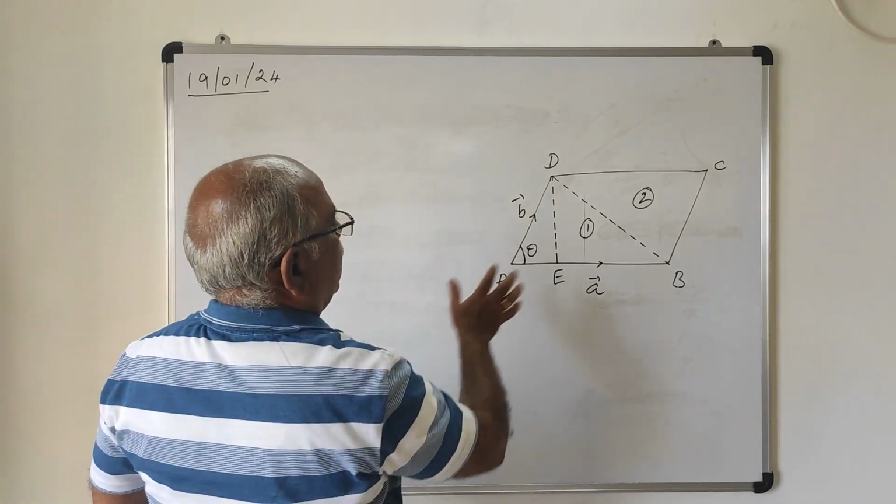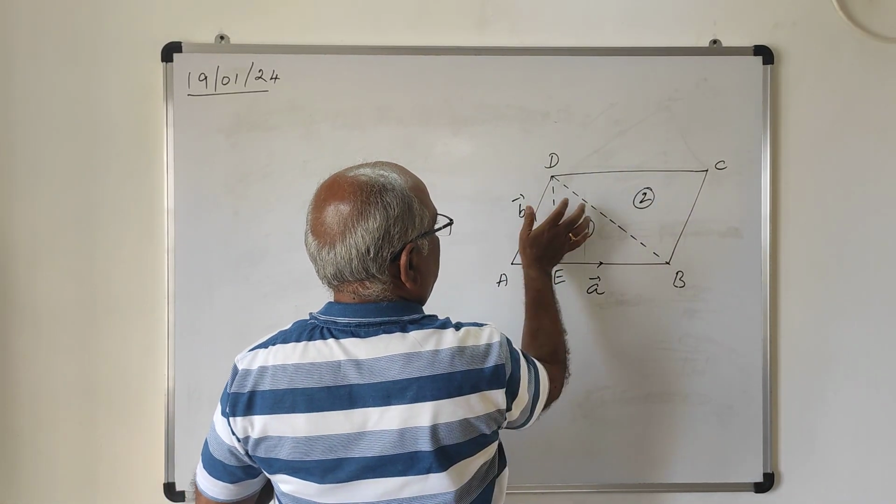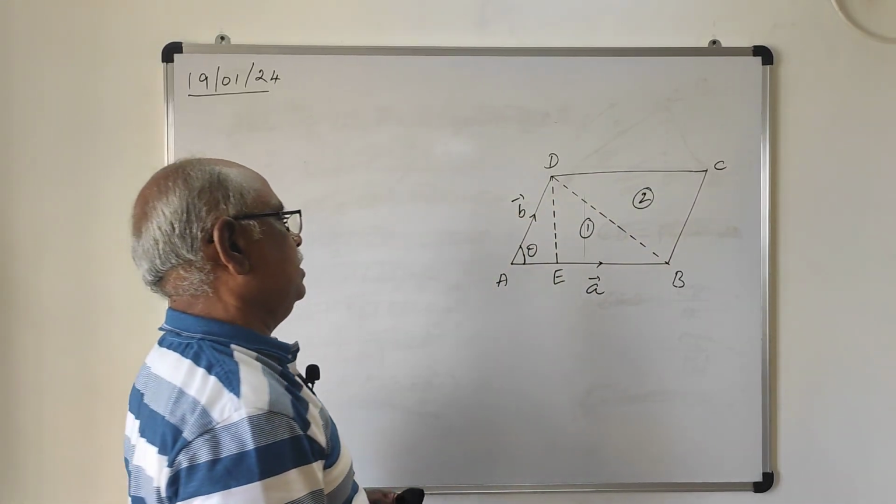A parallelogram is two triangles, one and two. Each is half AB cross AC, and two times half AB cross AC is just AB cross AC.